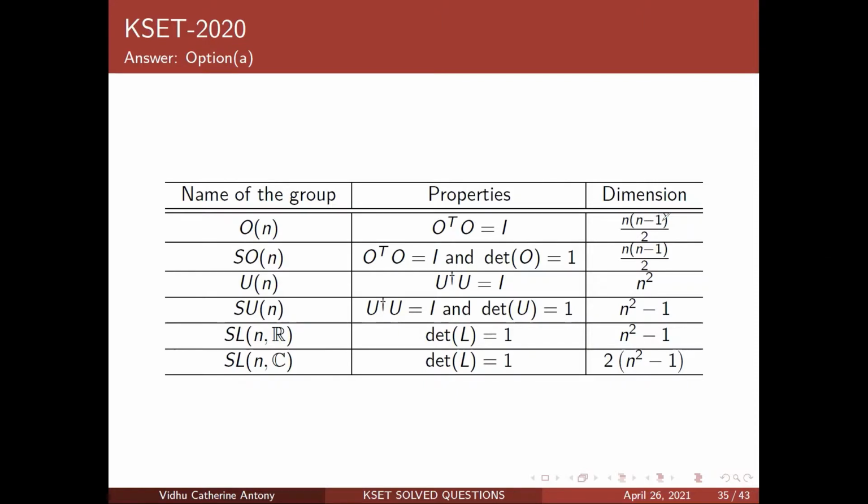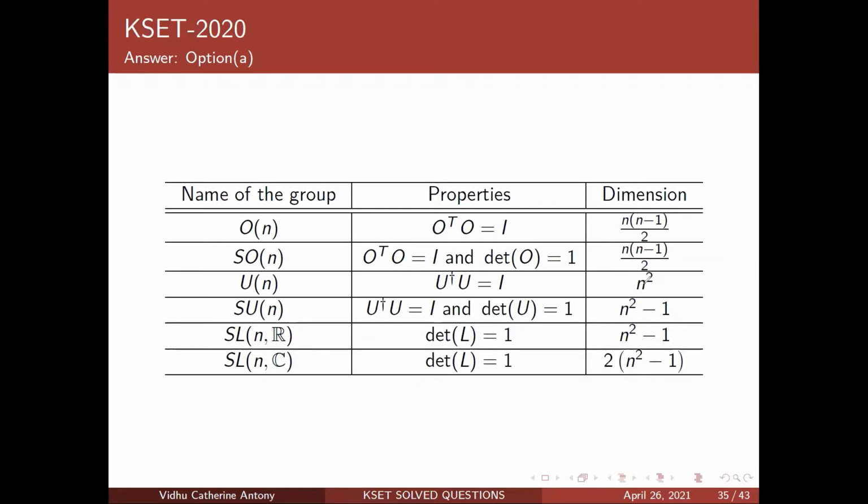Okay, so now let's look at this. You have n into n minus 1. Let's just revise this again. So you have orthogonal, n into n minus 1 divided by 2. Special orthogonal, which is a little peculiar, means the dimension basically does not change. So you have n into n minus 1 divided by 2. And why is that? Because the determinant condition is already being included in O transpose O is equal to I.